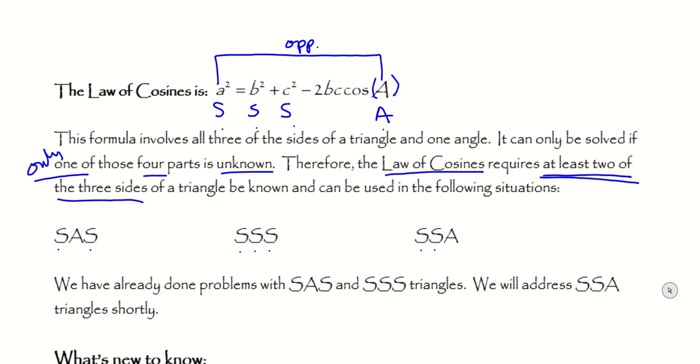In our previous homework, we've already solved triangles where we knew an angle in between two sides and three sides using the law of cosines. We'll look at this side-side-angle situation in our next set of notes. We're not going to look at those today.